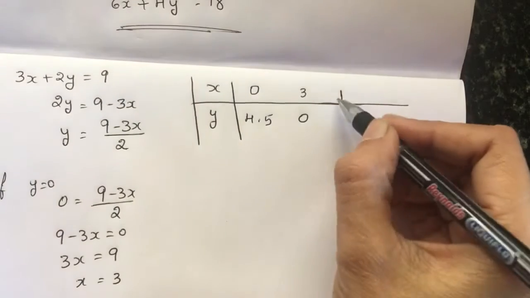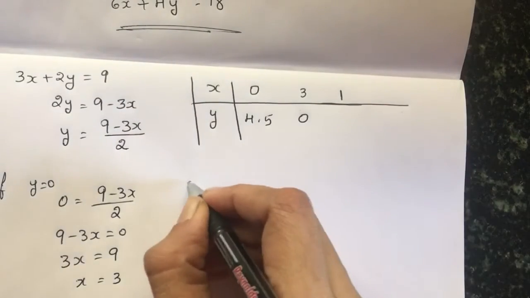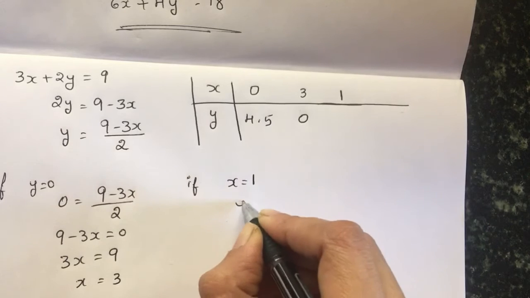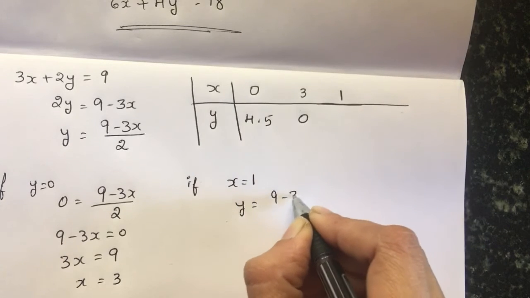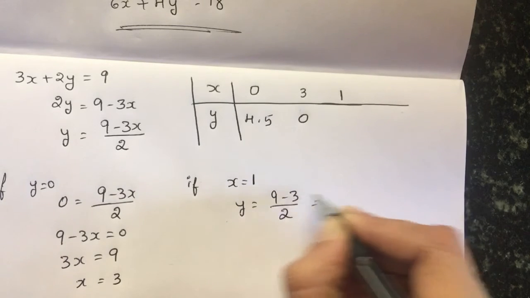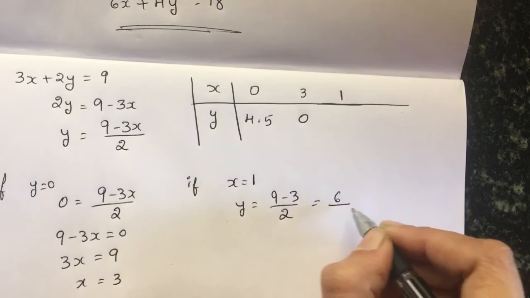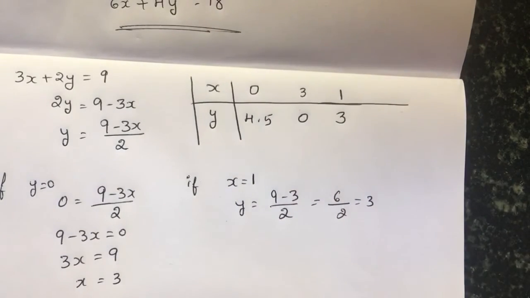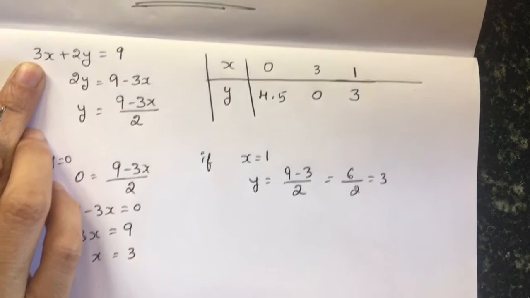So now I'm giving the value of x as 1. What happens? If x equals 1, then y equals (9 minus 3) by 2. 9 minus 3 is 6, so 6 by 2, which is 3. So you write 3. Okay, this is for the first equation.